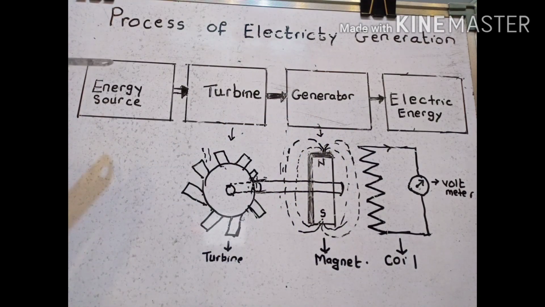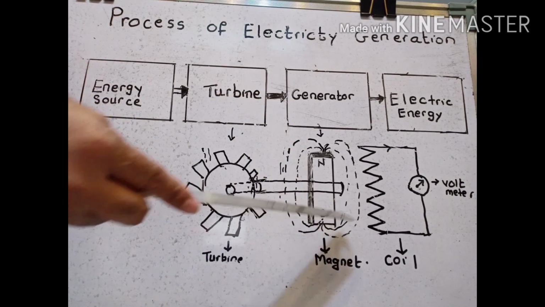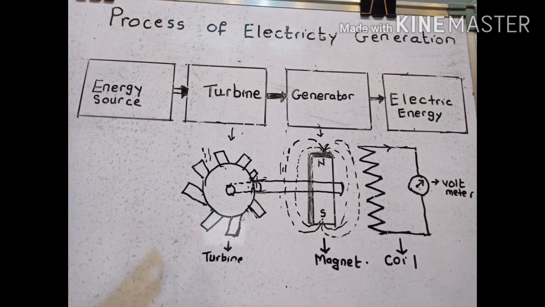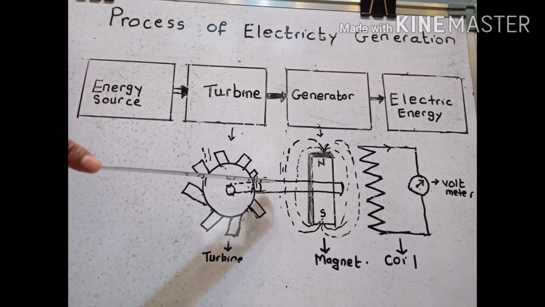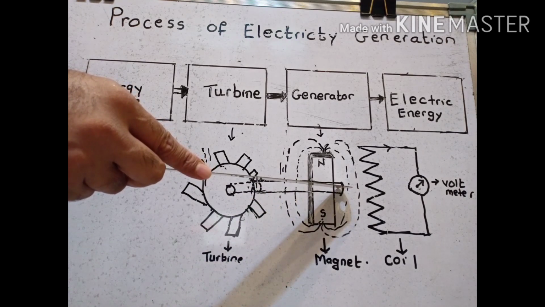Now the process followed, as I told you, is that first you require an energy source to drive a turbine. The turbine drives the generator by rotating the magnet near a coil, and this generator then produces electricity. When a source of energy falls on the turbine, the turbine starts rotating, and thereby the shaft which is connected to the generator starts rotating.